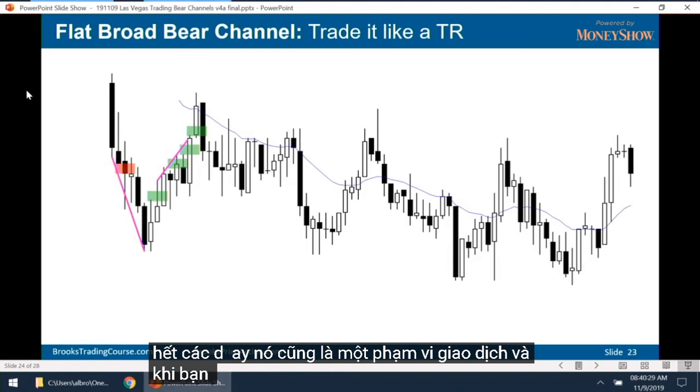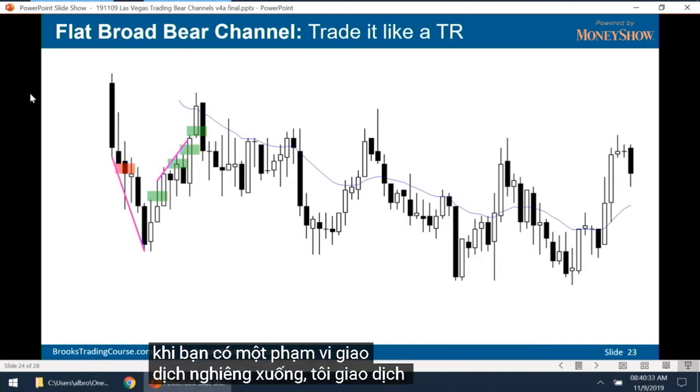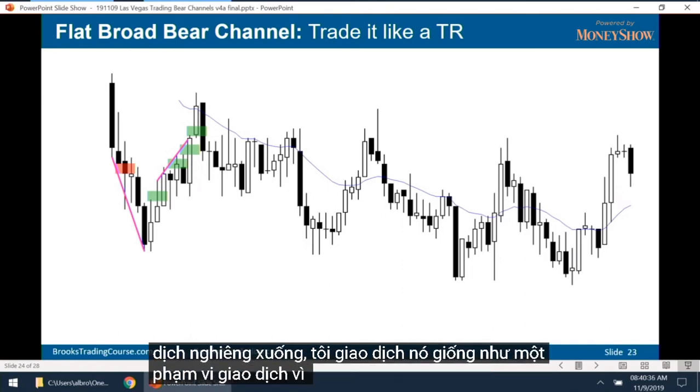And when you have a trading range that is kind of tilted down, I trade it like a trading range. So I want to buy low, I want to sell high, and I want to scalp.